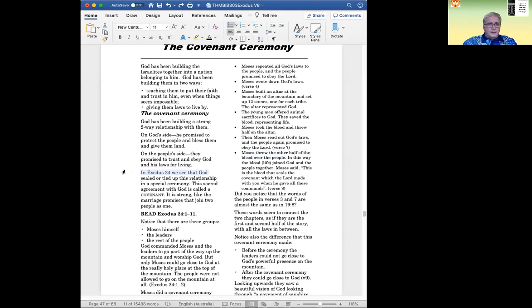Okay, back to the book. So Moses read out the laws. People chose to obey. Half of the blood's there. Moses said, "This is the blood that seals the covenant." So something really precious happens.